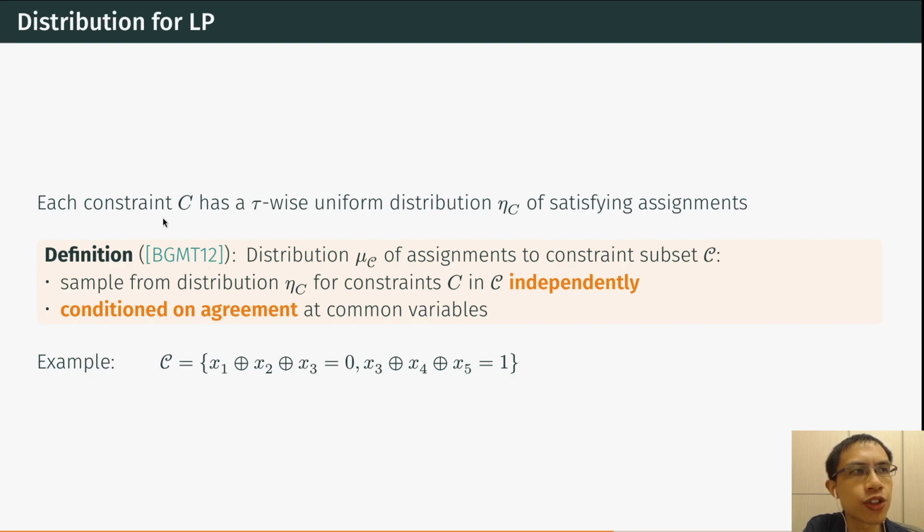Previous LP solutions work like this. Each constraint has a tilewise uniform distribution of assignments, and then a distribution on a constraint subset can be defined by sampling independently from each constraint, conditioned on agreeing at common variables. In this example, these two constraints share the common variable x3. So the distribution mu on this constraint subset will sample independently from the two constraints, conditioned on agreeing at x3.